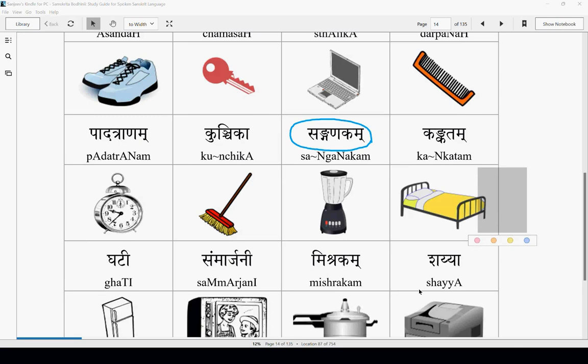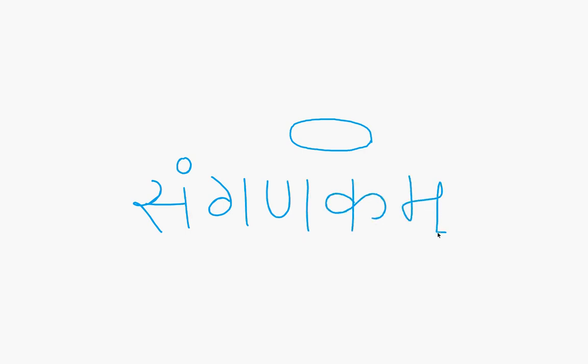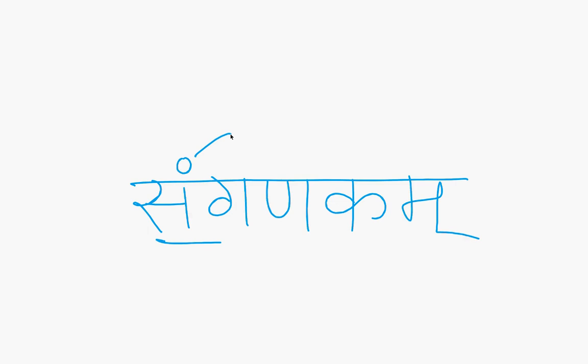So think of it as if it is... Do you know Hindi? Yeah. In Hindi you write like this. It's written like this probably, correct? With a dot here, Sanganakam. But in Sanskritam we don't write like that, because in Sanskritam the importance is on the pronunciation.